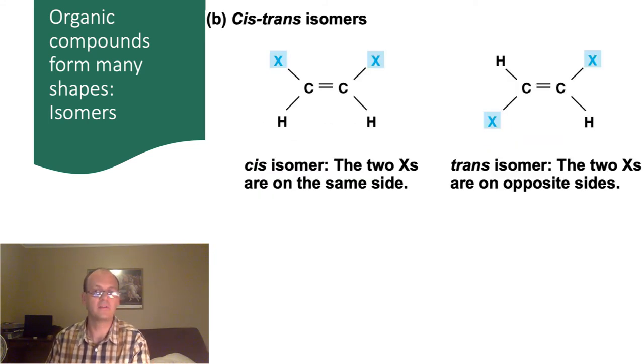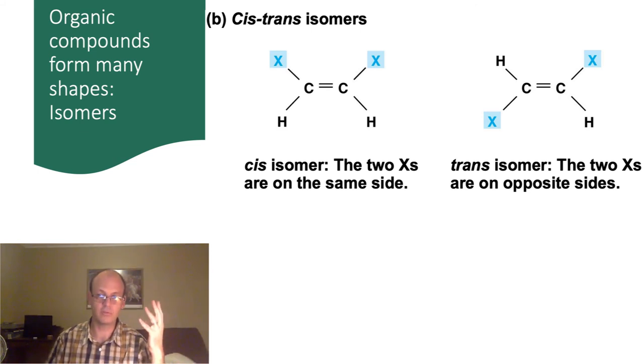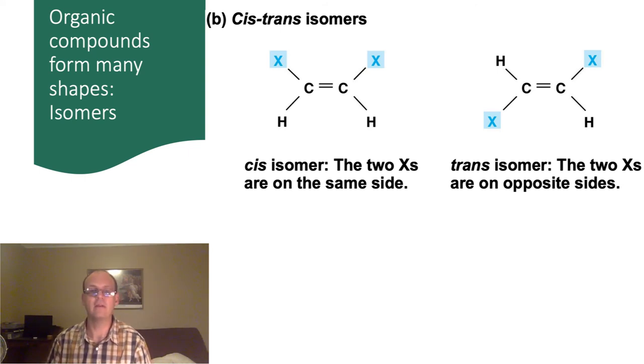A less obvious form of isomers are what are known as cis-trans isomers. Like other isomers, they have the exact same molecular formula, but they have a different arrangement of atoms around a double bond. On the left, you can see that both blue X's are on the same side of the double bond, and remember that this molecule is planar. On the right, you can see that the two blue X's are on the opposite sides of the double bond.